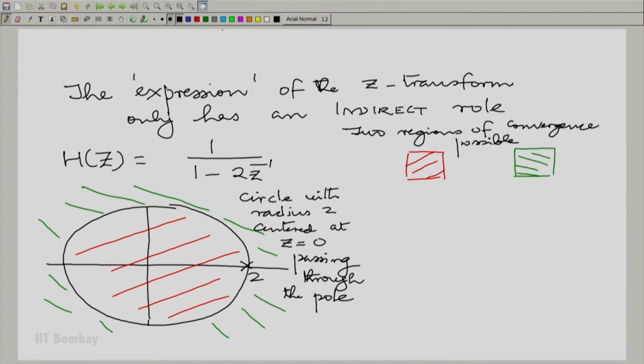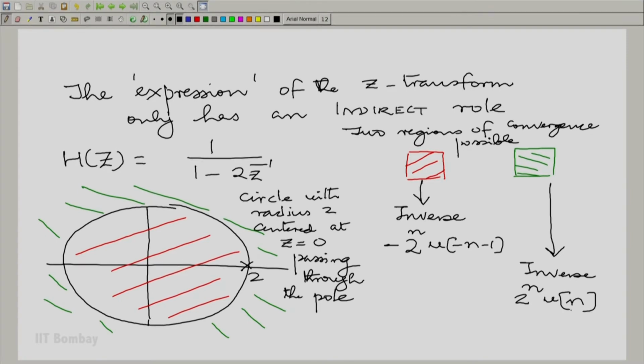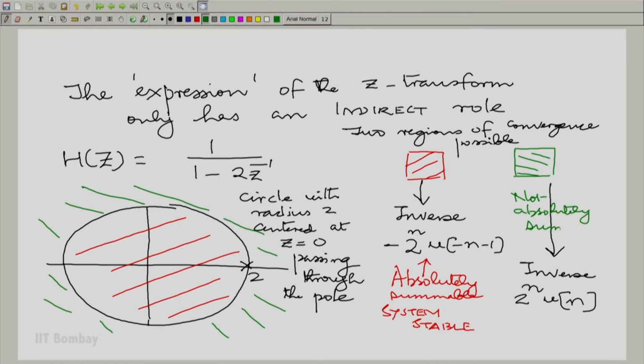We can write the inverse in each of these regions. So, the inverse in this region now is minus 2 raised to the n u of minus n minus 1, and the inverse in this region is 2 raised to the n u of n. And clearly, in this case, this is absolutely summable and the system is stable. In contrast, in this case, this is not absolutely summable and the system is unstable.